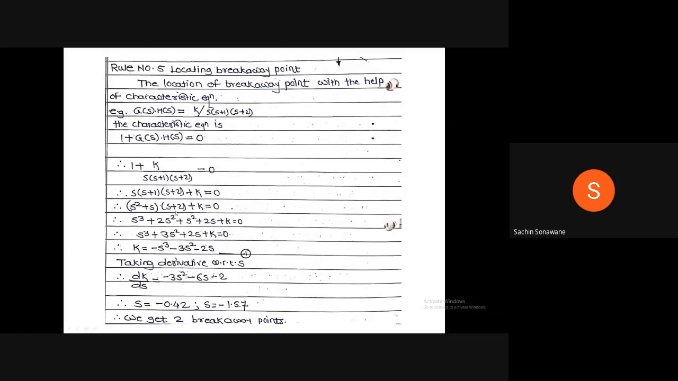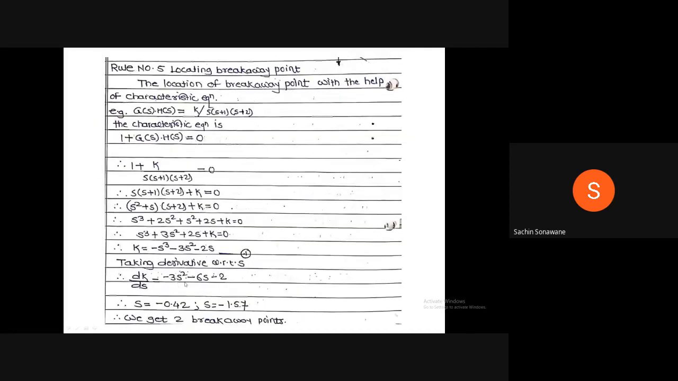Therefore S square plus S into S plus 2 plus K is equal to 0. Therefore S cube plus 2S square plus S square plus 2S plus K is equal to 0. Therefore S cube plus 3S square plus 2S plus K is equal to 0. Therefore K is equal to minus S cube minus 3S square minus 2S. Taking derivative with respect to S, therefore dK by dS is equal to minus 3S square minus 6S minus 2.